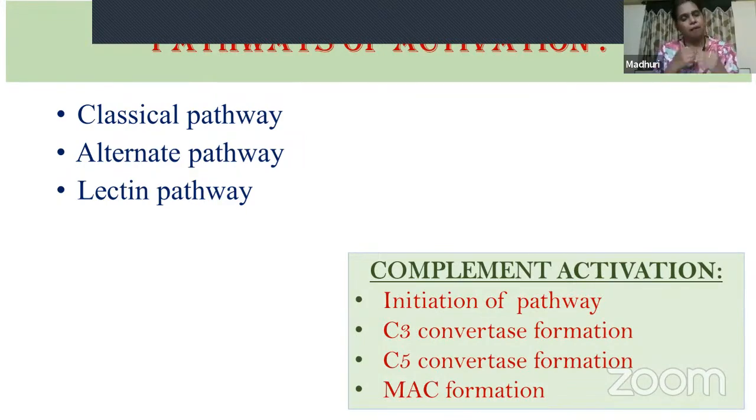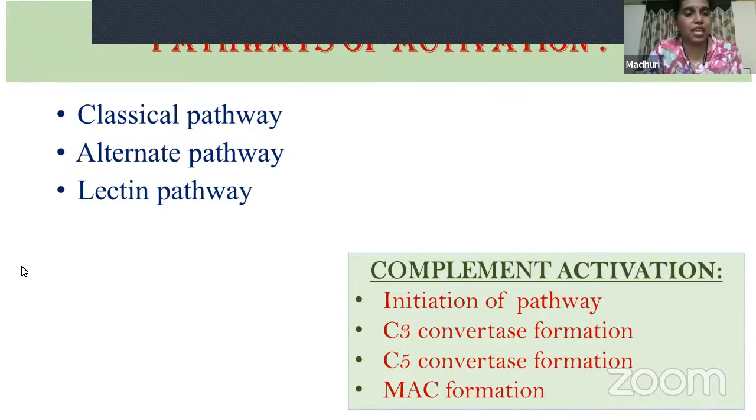Now, it has 4 major steps, as you can see: initiation of pathway, C3 convertase formation, C5 convertase formation, and MAC formation, that is, membrane attack complex. This is the final step. Okay, so please be very clear with all the 4 steps. The first one is the initiation of pathway. Then we have the C3 convertase formation. We have C5 convertase formation and the membrane attack complex formation.